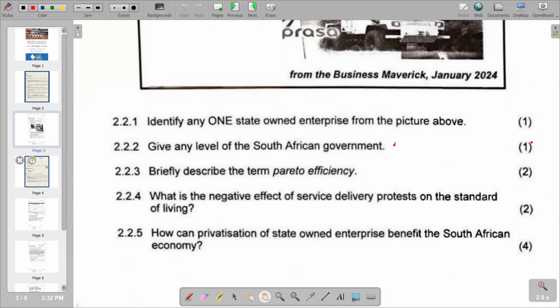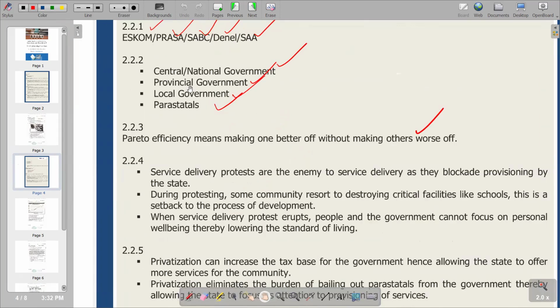So we have again points stated in the other section whereby we are saying service delivery protests are the enemy to service delivery as they blockade provisioning by the state, as they prevent provisioning by the state. Blockade meaning preventing. So this is the first point. Second was during protesting, some communities resort to destroying critical facilities like schools. This is a setback to the process of development. And then the last point is when service delivery protests erupt, people and the government cannot focus on personal well-being, thereby lowering their standard of living.